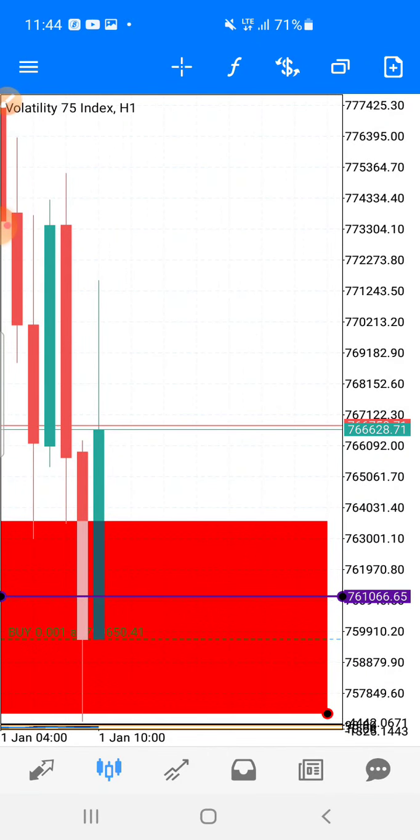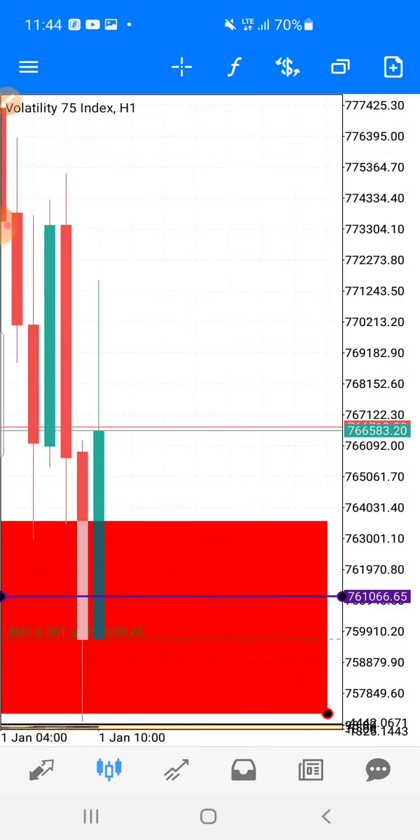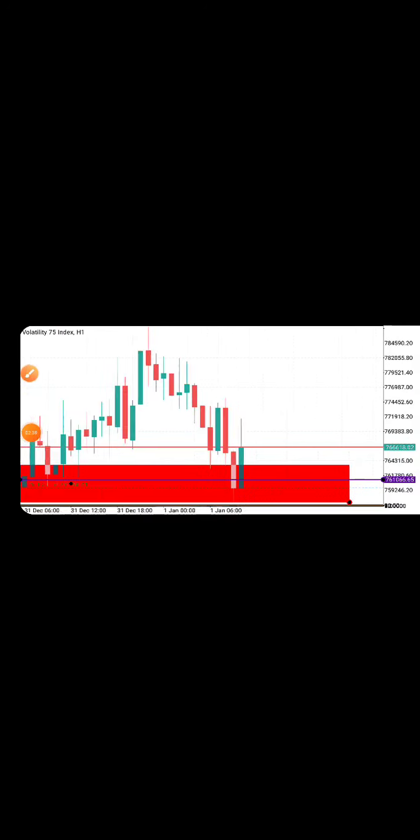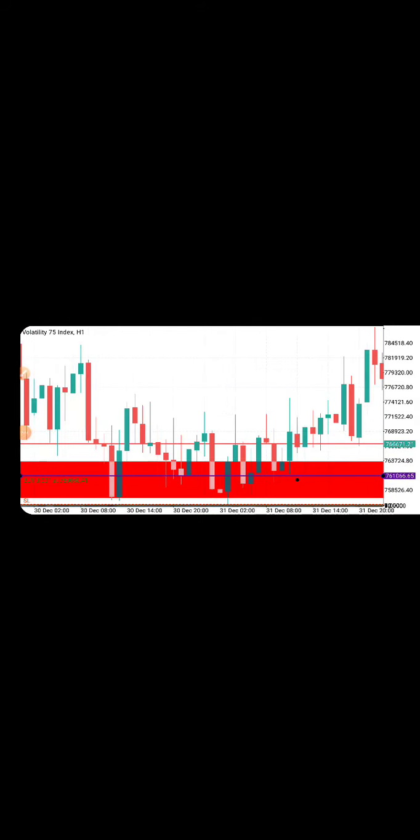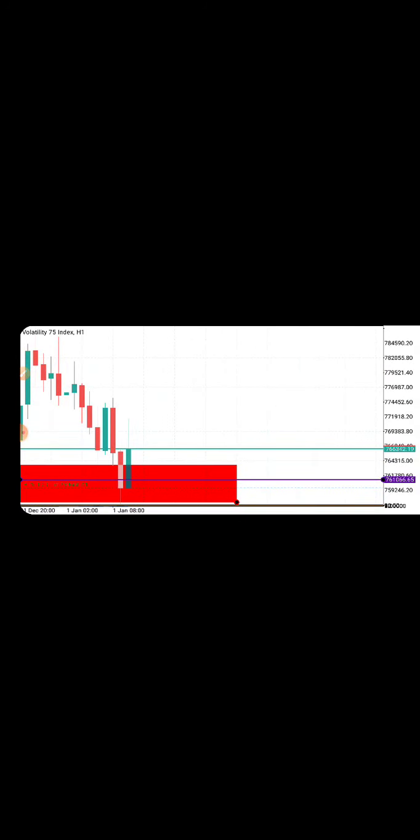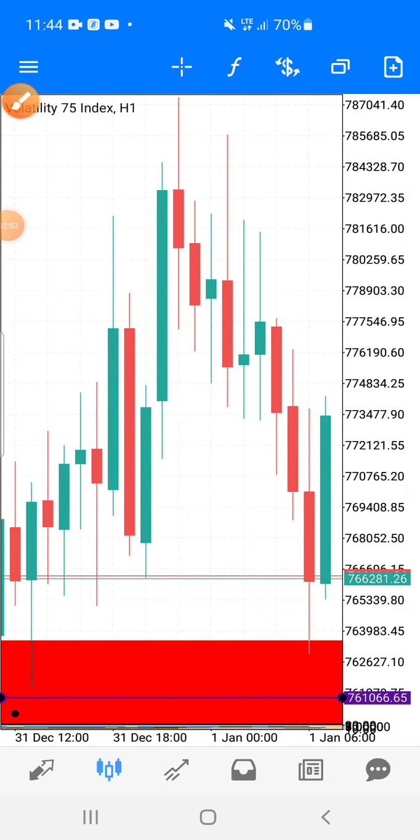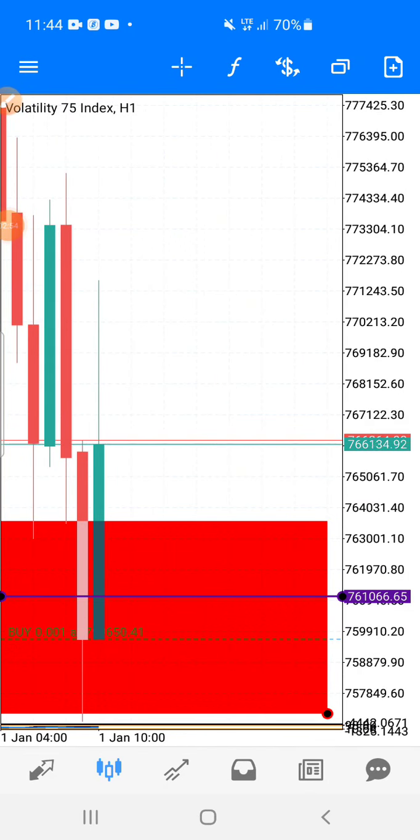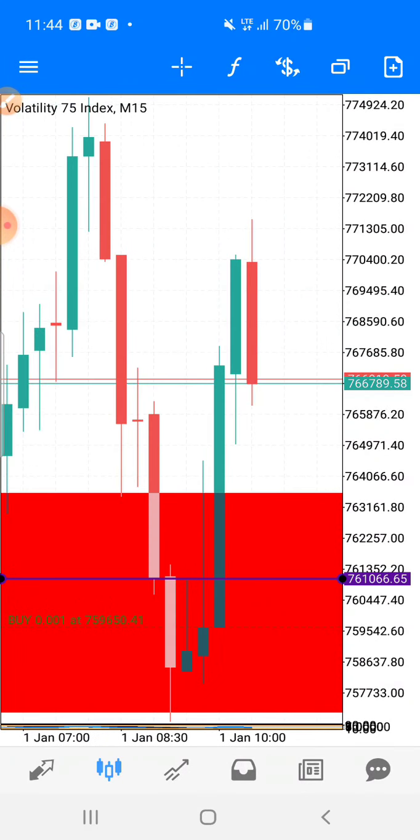So I decided to rotate my screen so that you guys see well. If I rotate it this way, you can see clearly that it is a support zone. I just want to show you that it's a support zone. Now I have to go back again because I need you to pay attention to this level. After discovering that this is still a support zone, I will go back to the 15 minutes time frame to still confirm this support.